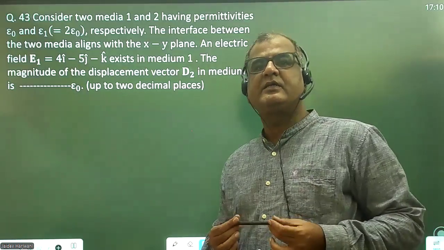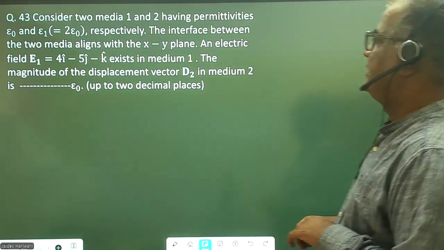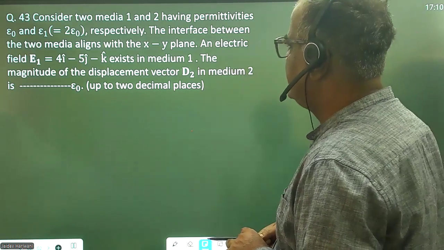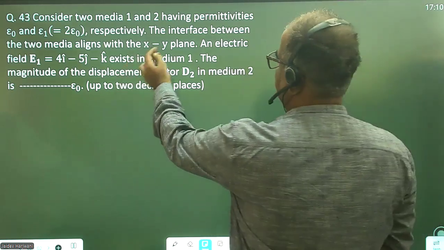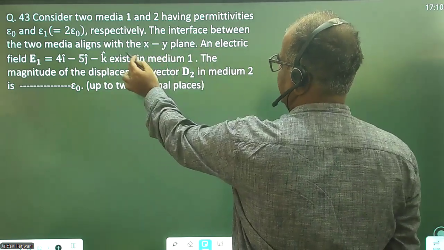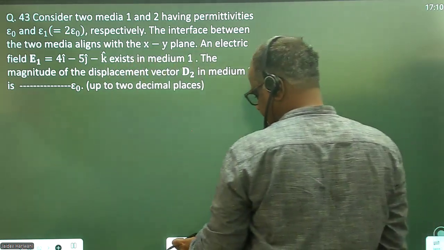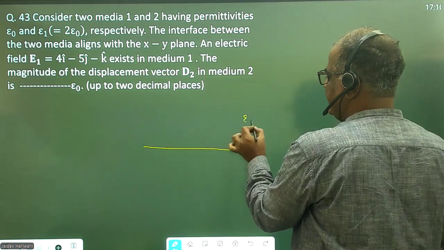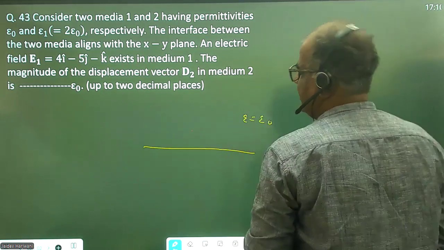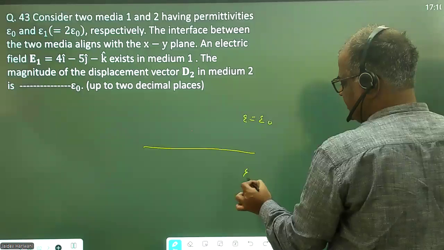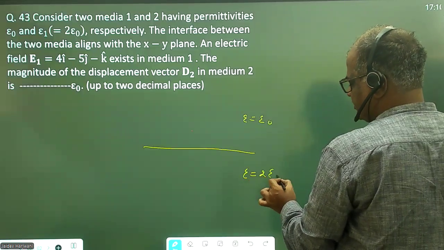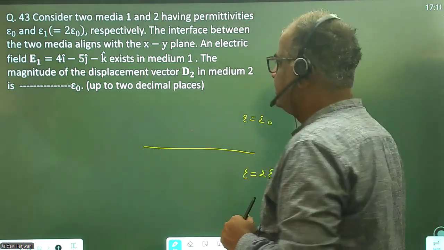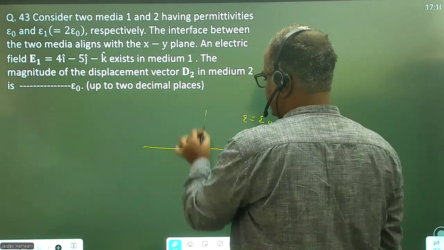Hello students, let us go for one more problem. Here they have given you two media, 1 and 2, having permittivities E0 and E1. The interface between the two media aligns with the XY plane. So you have two media. Permittivity of one media is E0, which is a vacuum, and the permittivity of another media, E1, is given as 2E0. And now they say this is the XY plane, and one electric field is coming here.